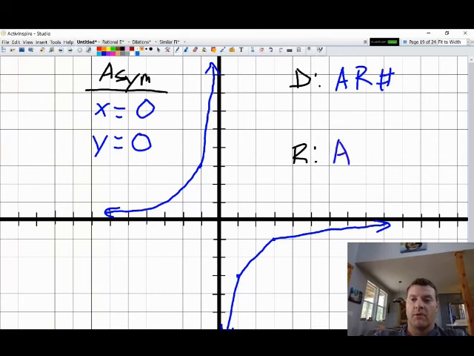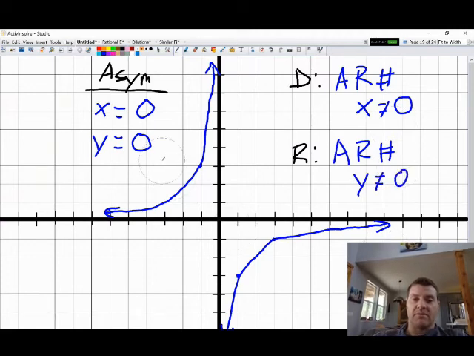Okay, my domain, all real numbers, for both my range and domain, except for what? My domain, or my x values, are never going to equal 0. And for my range, I can't have a y value of 0 either, because those are my asymptotes. Oh, by the way, x and y intercepts: it doesn't cross the x and y axis. So there are no x and y intercepts.